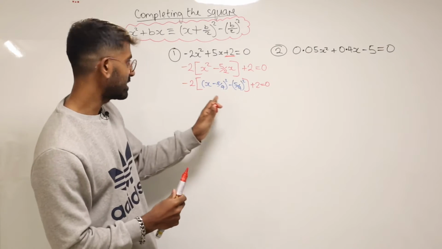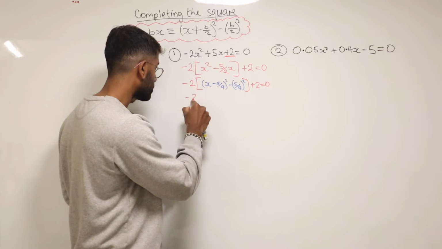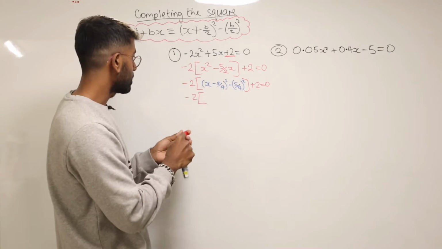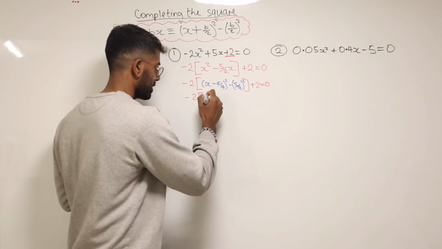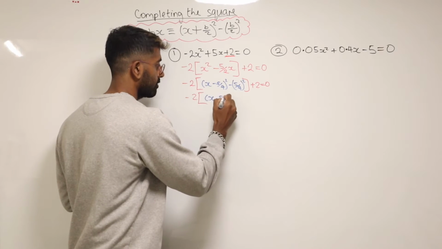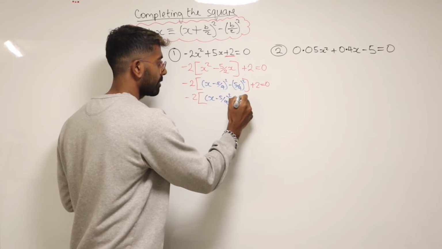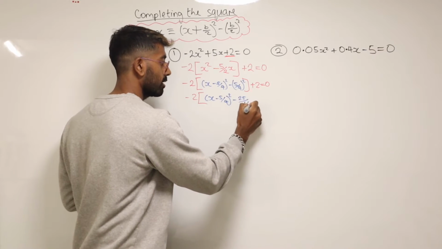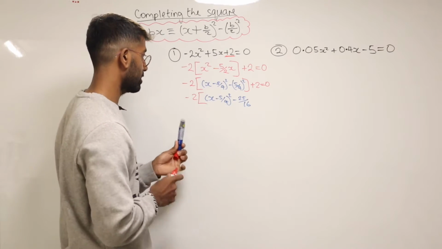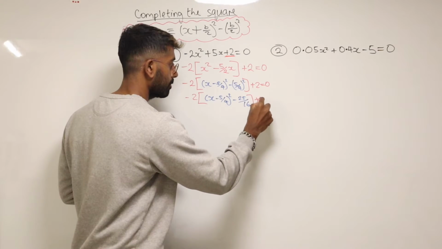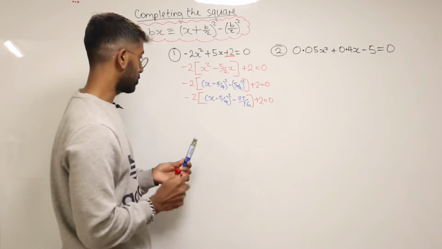Next, we'll just neaten up inside there a little bit. So we'll have minus 2, and then we'll have x minus 5 over 4 all squared minus 25/16. And then close that there, plus 2 equals 0.